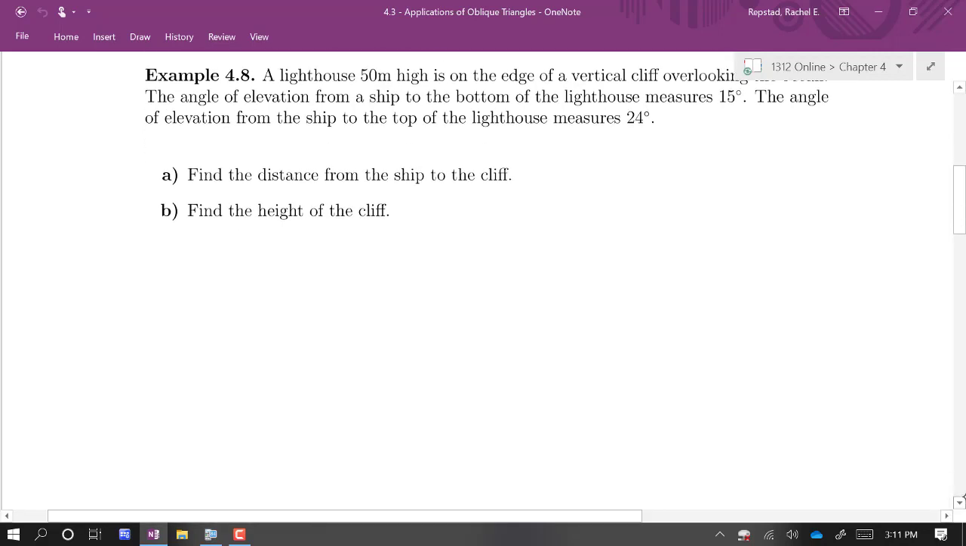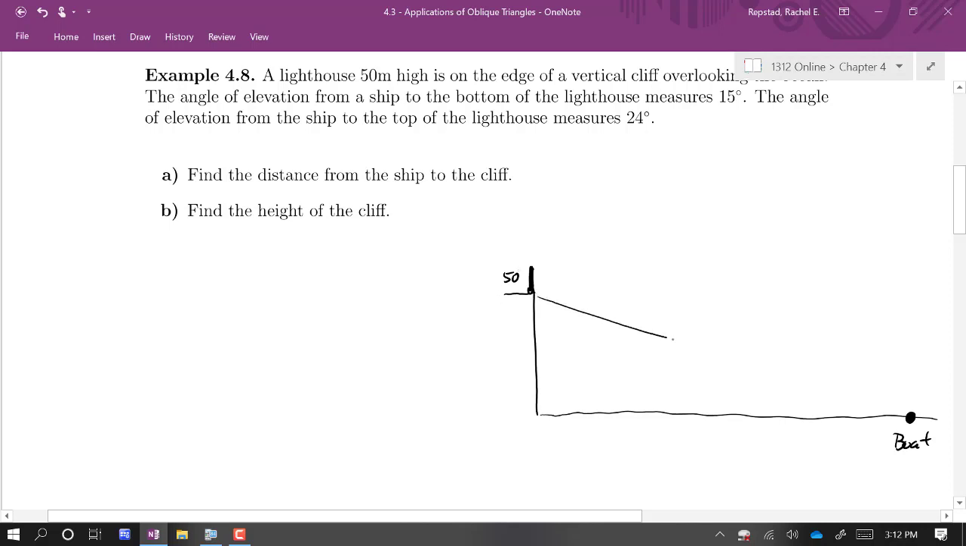So I'm just going to start sketching this out, right? So we've got a big cliff. That's one thing we know for sure. There's our cliff. Here's the ocean. Here's our boat. There's my drawing of a boat. Now, we have a lighthouse that's 50 meters tall. I'm just going to draw it like that. So we know that that's 50 meters.